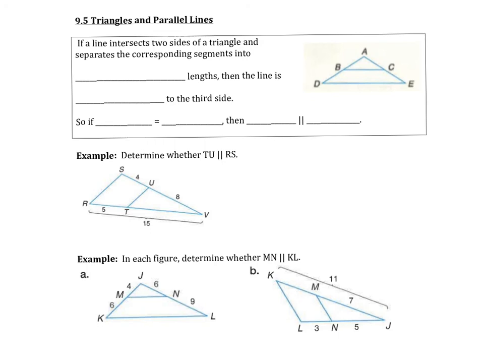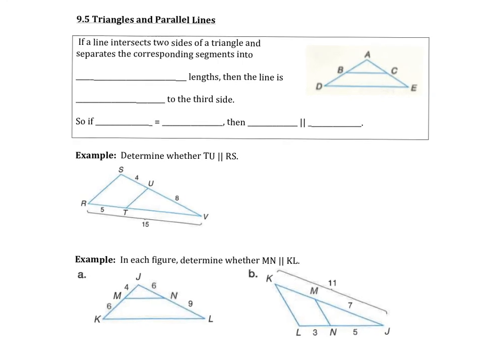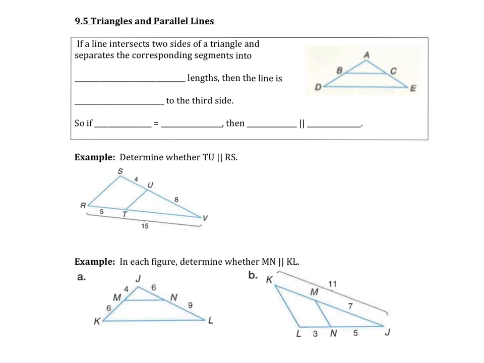All right, here are the notes for section 9.5, triangles and parallel lines. In the last section, we talked about a line being parallel in a triangle and creating corresponding sides. This time we're kind of working the reverse of that.